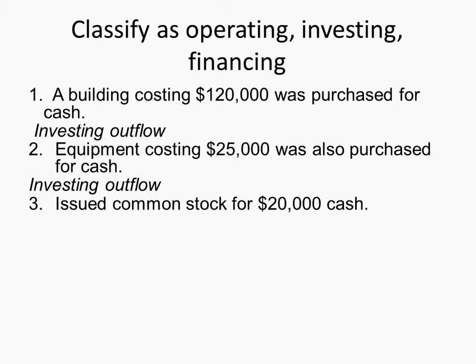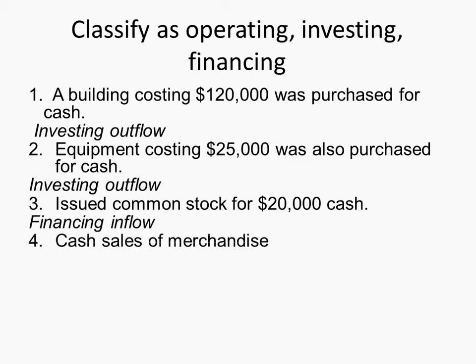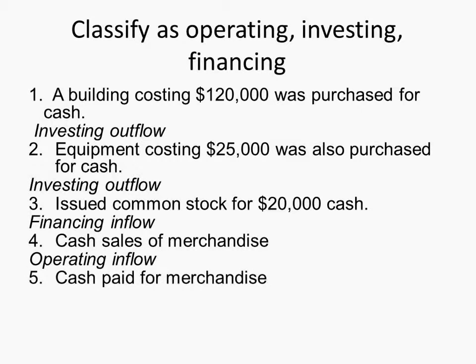Issued common stock for $20,000 in cash. Good. Cash sales of merchandise. Cash paid for merchandise. Good. All right, so just wanted to make sure we're on the same page here.